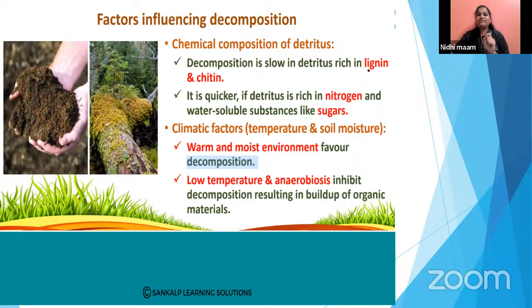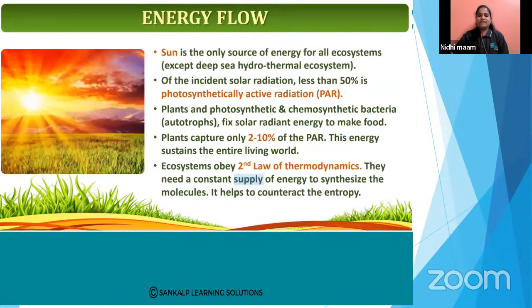It is quicker if detritus is rich in nitrogen and water soluble substances like sugars. If the organism is rich in nitrogen or sugar, it will undergo decomposition in a quicker way. Climatic factor: warm and moist environment favors decomposition. Low temperature and anaerobiosis, meaning the amount of oxygen is very low, so the decomposition will not occur soon. Okay, so this is about decomposition.